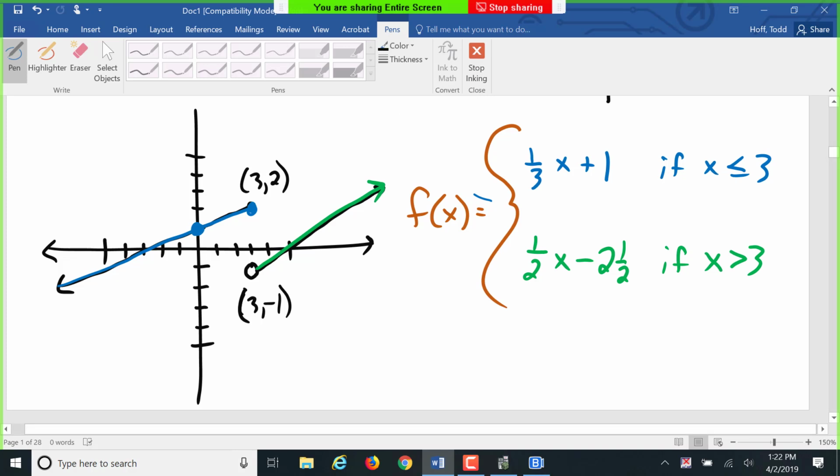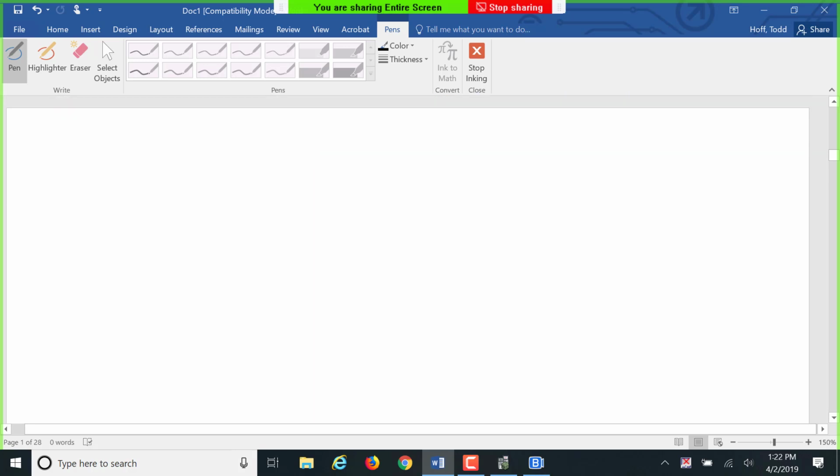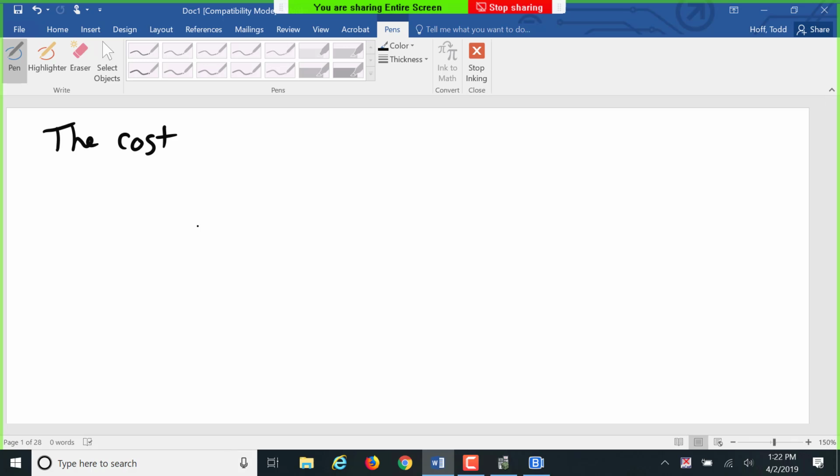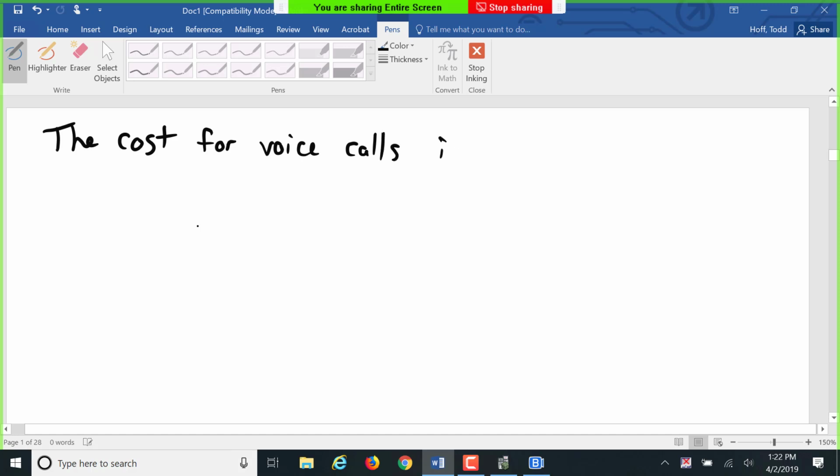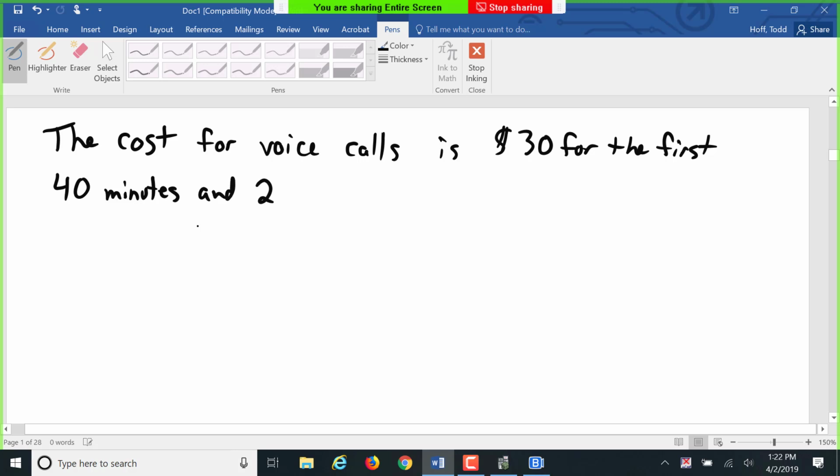So why would we ever use a piecewise function? Well, let's look at a situation here. Most cell phones now have data plans that are unlimited or whatever. But the old system was pay-as-you-go, pay for usage. So let's say the cost for voice calls is $30 for the first 40 minutes and $2 per minute after that.